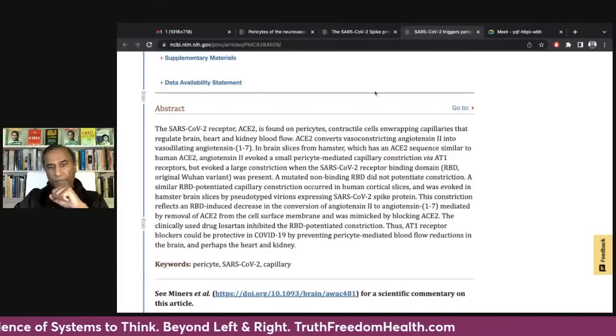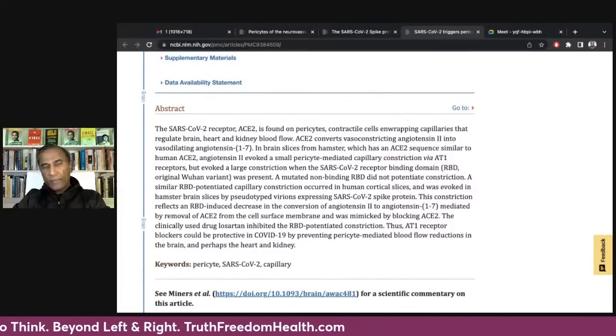Okay, well, the pericytes on the surface of the capillaries in the brain, the pericytes themselves have a receptor. So the pericytes are a cell; they have a receptor. When the spike protein lands on this receptor, it's known as the ACE2 receptor. When it lands on that, it does something very damaging, okay? Now, remember, the spike protein can come from the virus. It can also come from the vaccine itself. It's important to understand this, okay?